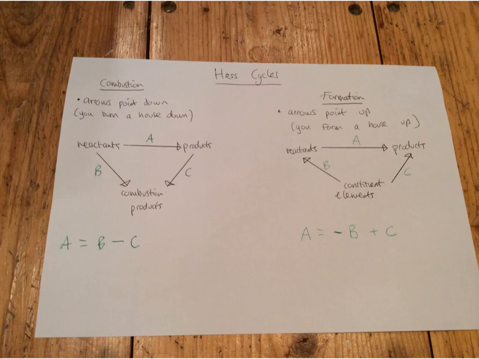Remember, with combustion, the arrows point down. Think you burn a house down. With formation, the arrows always point up. So with combustion, you'll always flip the enthalpy of the right-hand side. Whereas formation, you always flip the enthalpy of the left-hand side, because that's when you'll be going against the arrow. Because with formation, the arrows point up.